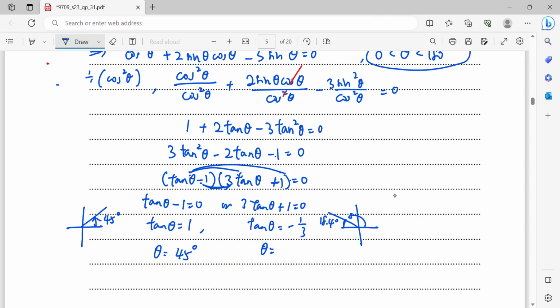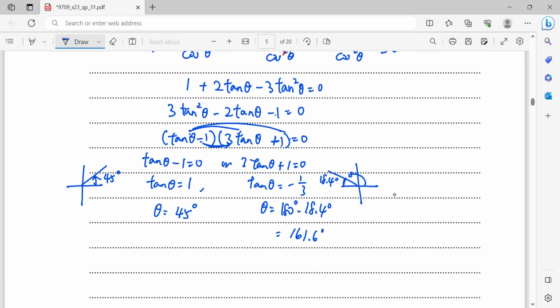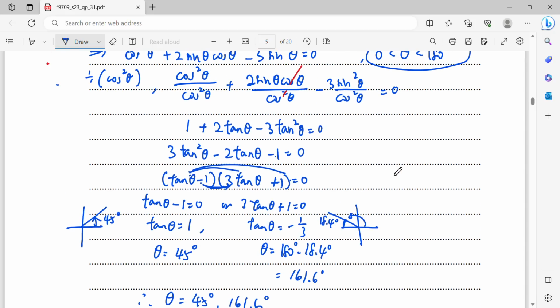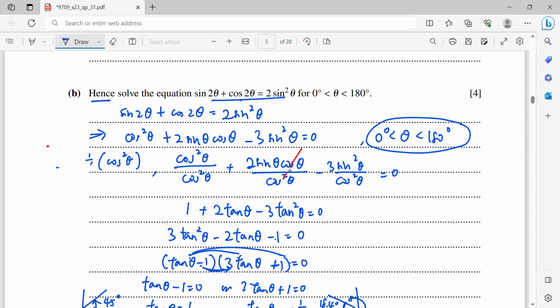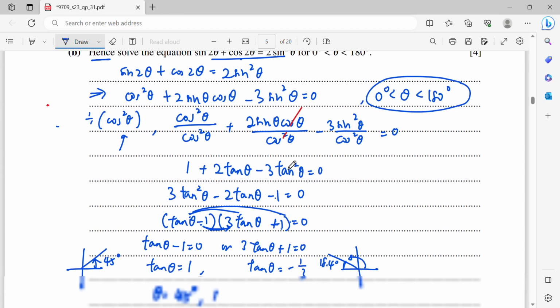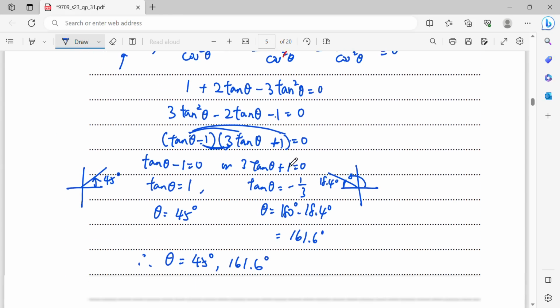So this theta is going to be 180 minus 18.4. Okay, therefore it will be 161.6. So you can just write that at last your theta is going to be 45 degrees and 161.6 degrees. So this is the working when you solve using the first method, which means you divide the whole equation by cos squared theta. So as I mentioned just now, we have 2 methods to solve this question.